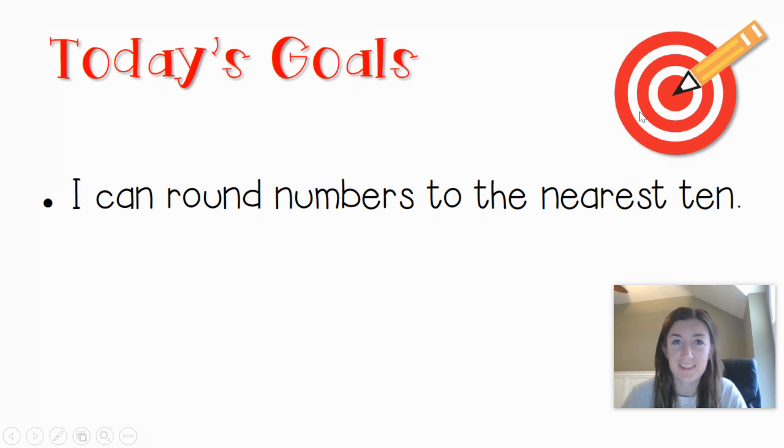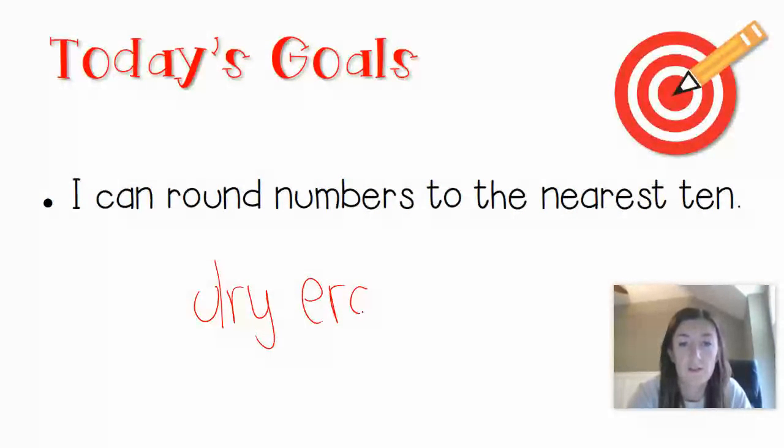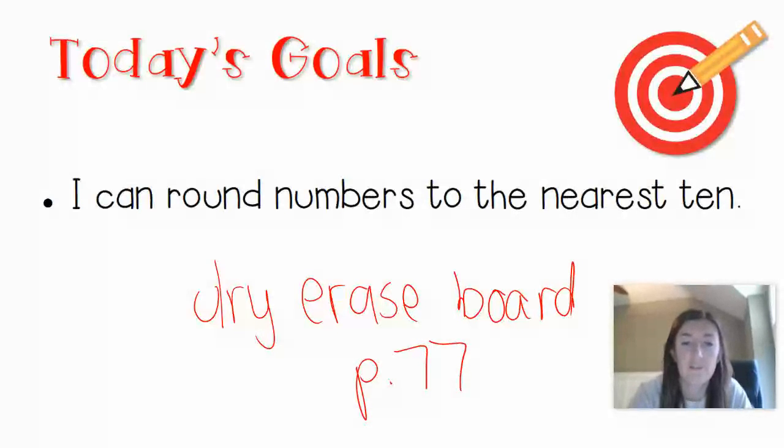Hi guys, for math today, what we'll be working on is rounding numbers to the nearest 10. So before we start, let's make sure we have a dry erase board and marker, as well as your student book open to page 77. So go ahead and pause until you have those things ready. So a dry erase board, and we need page 77 in our student book.